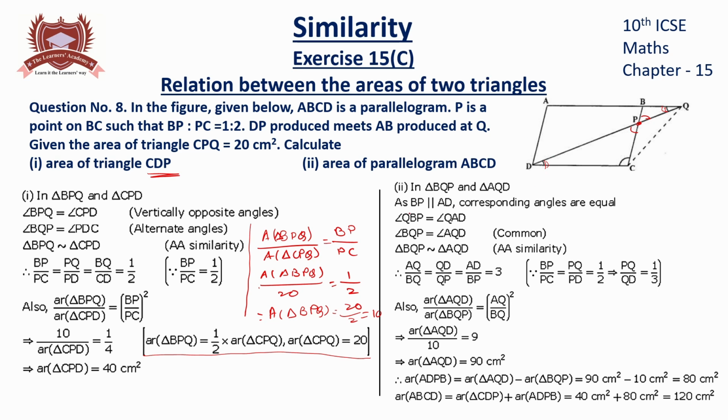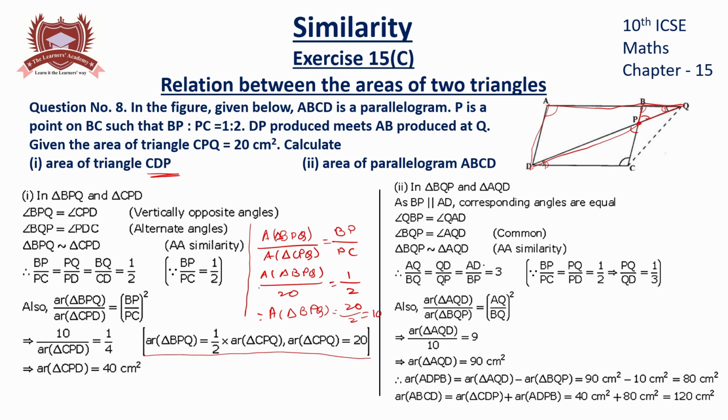So we know that BP is parallel to AD. Now, by corresponding angles are equal, so we can write QBP is equal to QAD. That is this angle. And BQP is equal to AQD. So ये वाला जो छोटा सा triangle है, it is going to be similar to this बड़ा वाला triangle.